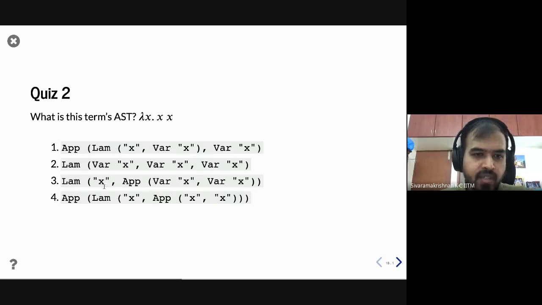So we have a lambda here, and the variable is x, right? So we are introducing the variable, and there is an application, right? This is an application of x over x. So the first one is a lambda expression, variable x. The second one is also a lambda expression, variable x, right? So that's the correct answer.